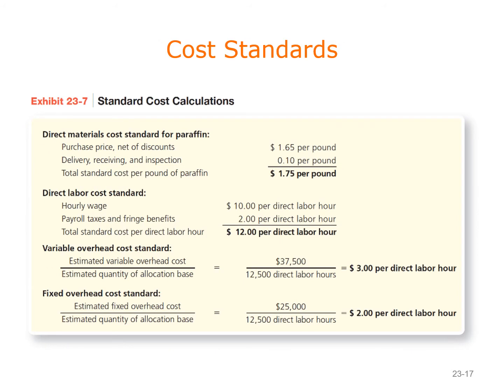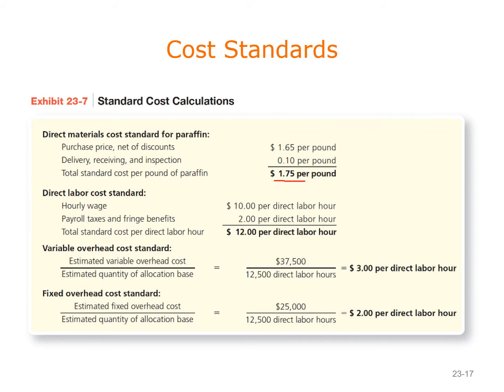How to calculate the standard cost? We are saying that, for example, direct material cost standard for paraffin equals purchase price net of discount 1.65, delivery, receiving, and inspection 0.10, so the total standard cost per pound is 1.75. Direct labor: the hourly wage, the payroll taxes, and the total standard. So actually this is the per unit for the direct labor. We are following the same classification we did in the previous slide.